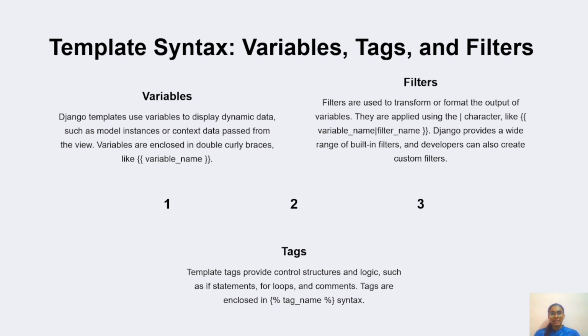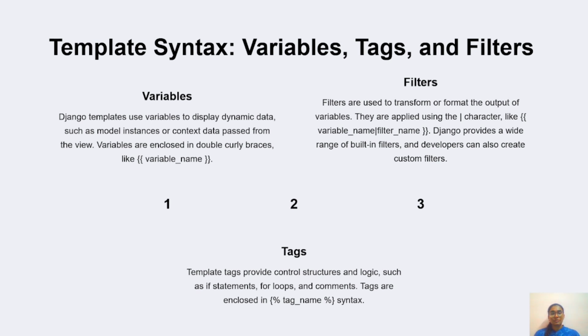The second one is the tag. Template tags provide control structure and logic such as if statements, for loops and comments. Tags are enclosed in the syntax, that is within curly brackets, a percent symbol, the tag name, where the tag can be if, for, or such, and again a percent symbol. This indicates the tag.